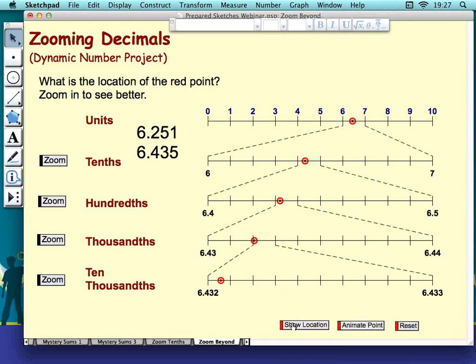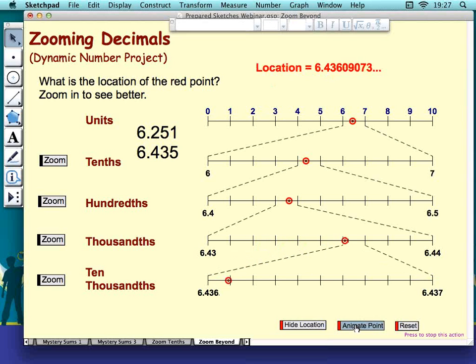We also get a chance in this activity to show the actual number, and also to animate the point to see how its movement between the thousandths place corresponds to the changes in the digits up here.